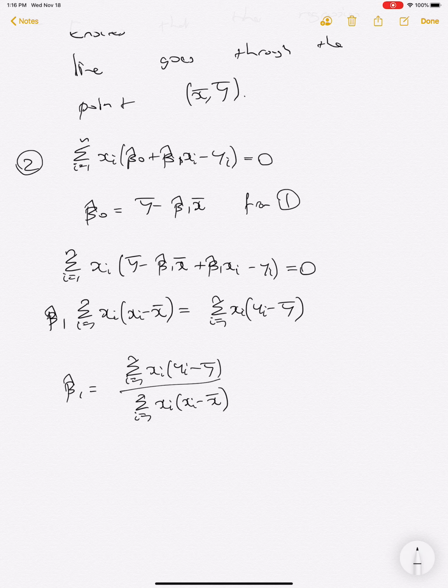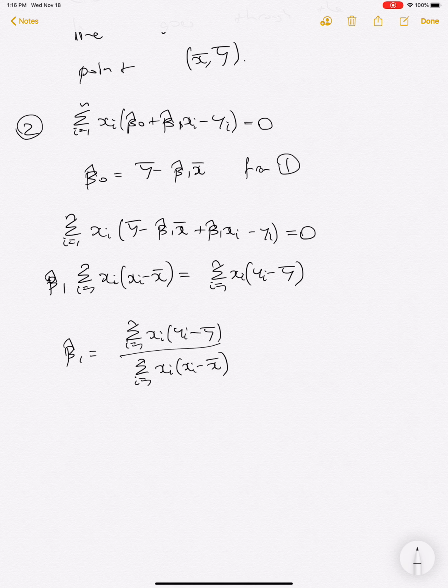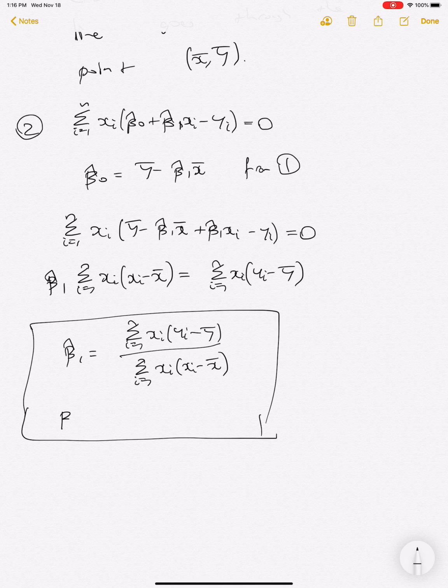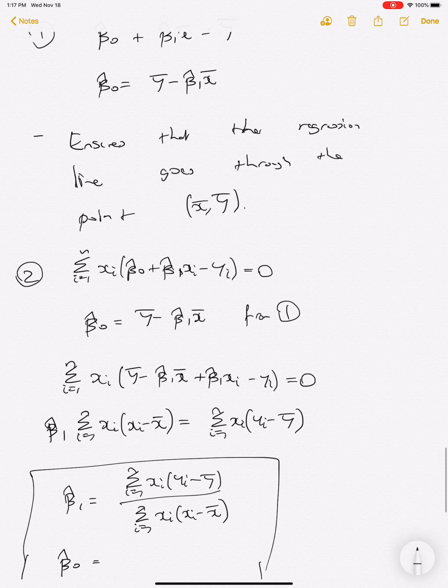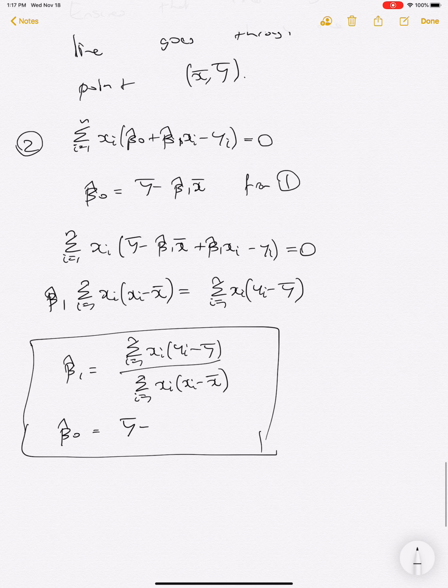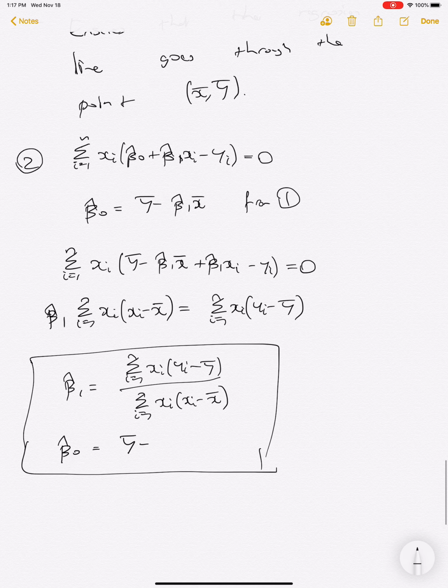Okay, so we're going to talk a little bit about this, because if you're seeing this for the first time, it looks slightly unintuitive. We're going to talk about this shortly. So we have that this is beta hat 1, and once you know beta hat 1, beta hat 0 equals y bar minus beta hat 1 x bar.